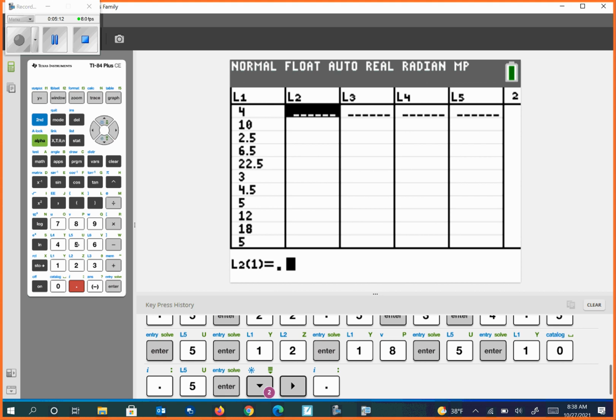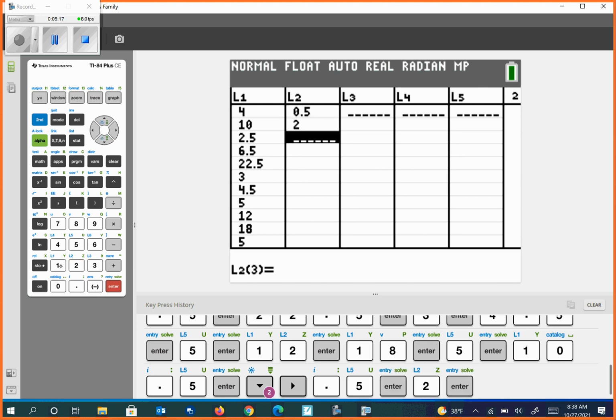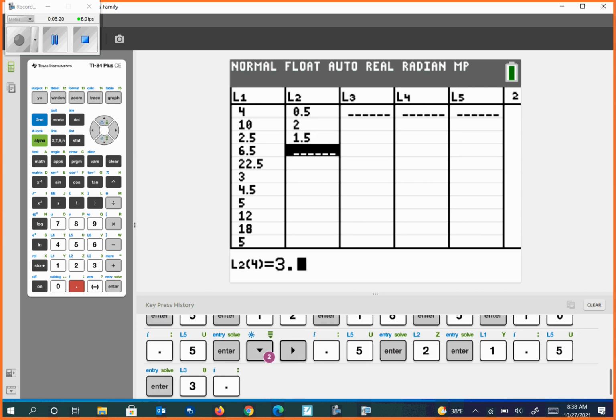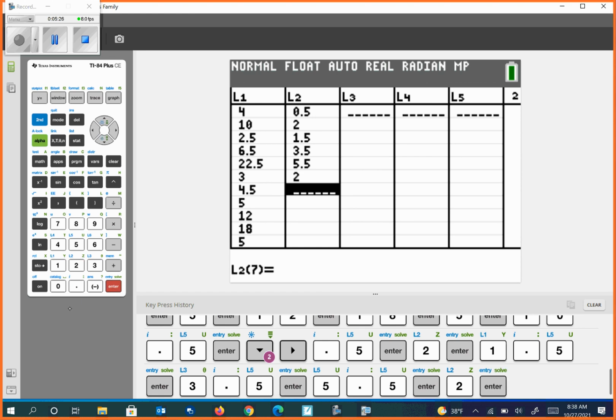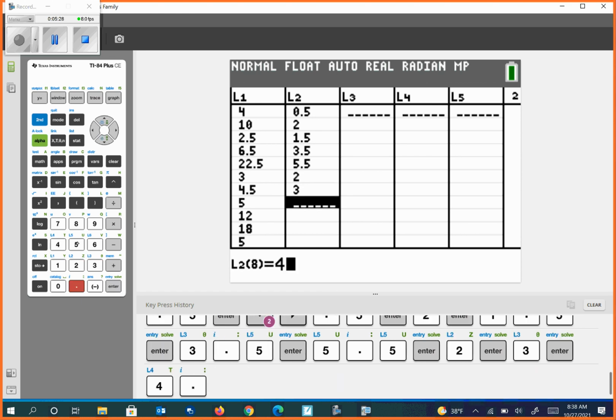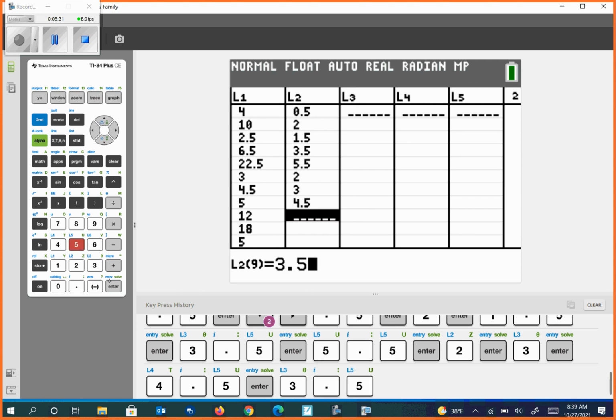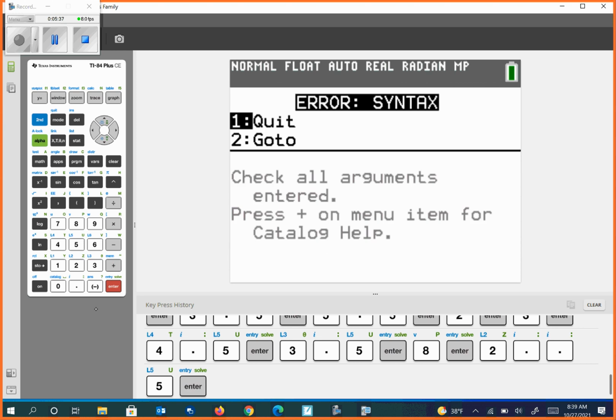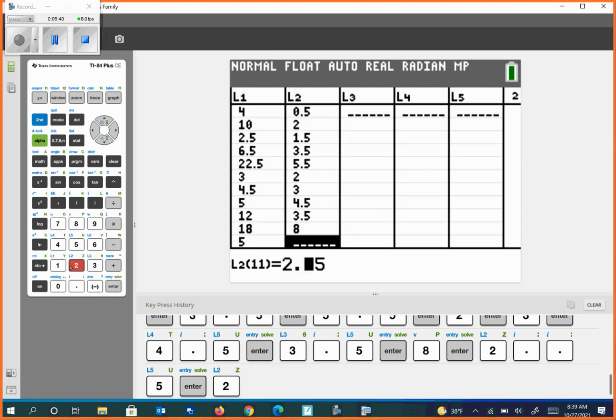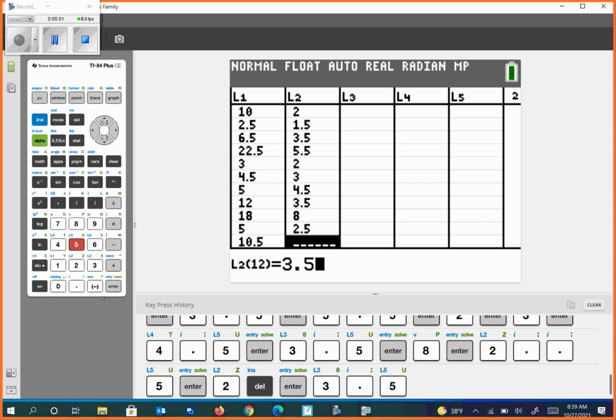0.5, 2, 1.5, 3.5, 5.5, 2, 3, 4.5, 3.5, 8, 2.5. Whoa, dude, go to that one. Oh, that's the problem. All right, so let's see, delete that. So 2.5, 3.5, and then 3.5, is that the last one? Should be. Okay, I hope so.